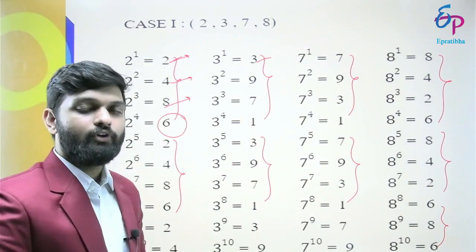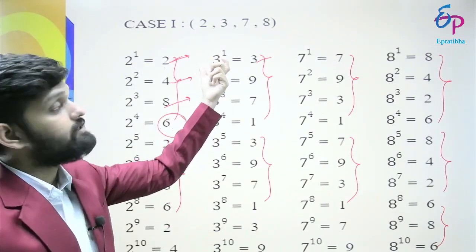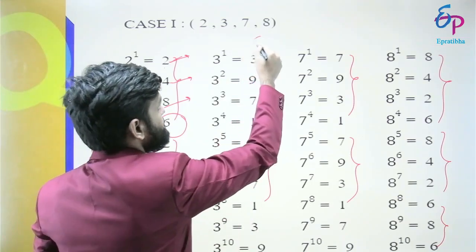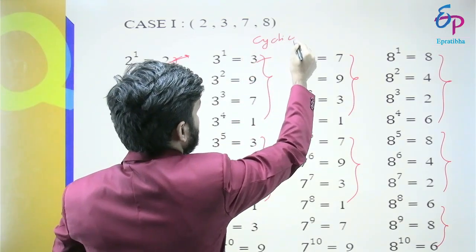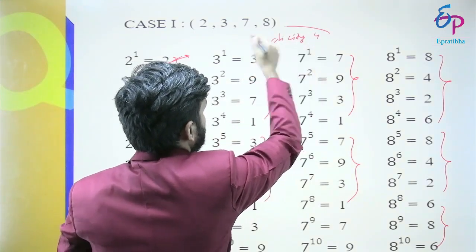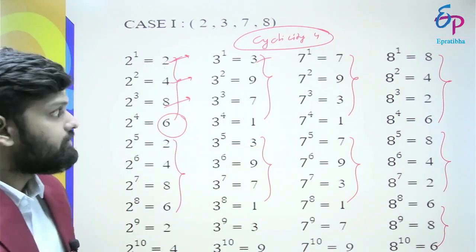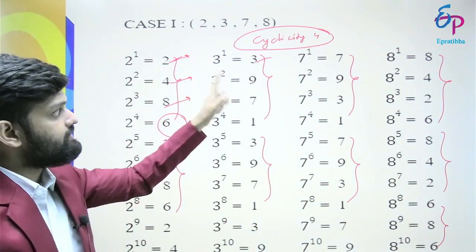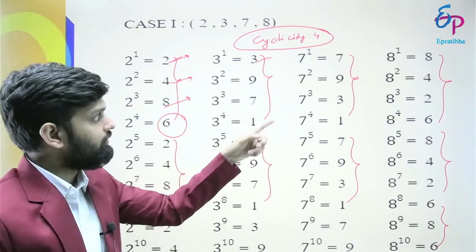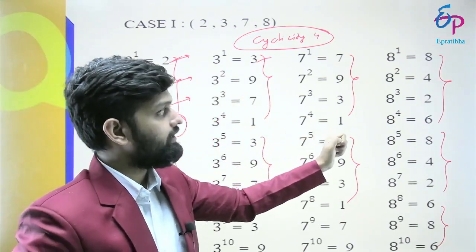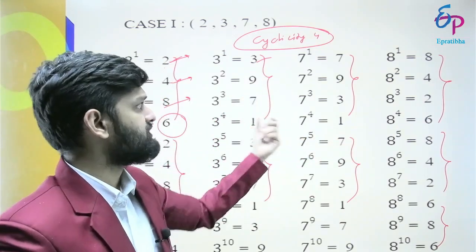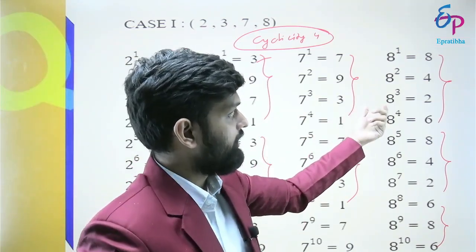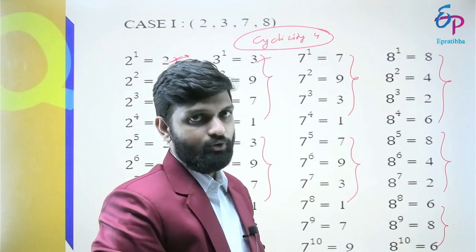So case 1 of unit digit: what are the numbers involved there? 2, 3, 7, 8. They always follow a cyclicity of 4. So 2, 4, 8, 6 is for 2, and for 3 it is 3, 9, 7, 1, 3, 9, 7, 1. And for 7 it is 7, 9, 3, 1, 7, 9, 3, 1, almost the same numbers. And 2 and 8 are also similar, but the order is different: 8, 4, 2, 6 and 8, 4, 2, 6.